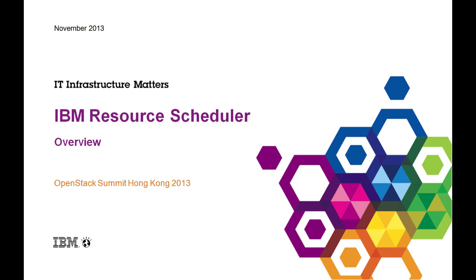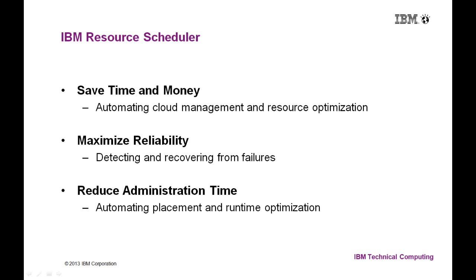Welcome to this demo of the IBM Resource Scheduler, a workload manager for OpenStack that features policy-based VM placement, automated runtime optimization, and high availability. The IBM Resource Scheduler helps you save time and money by automating OpenStack management and by optimizing utilization and power consumption. It increases the reliability of your OpenStack cloud by automatically detecting and recovering from errors.